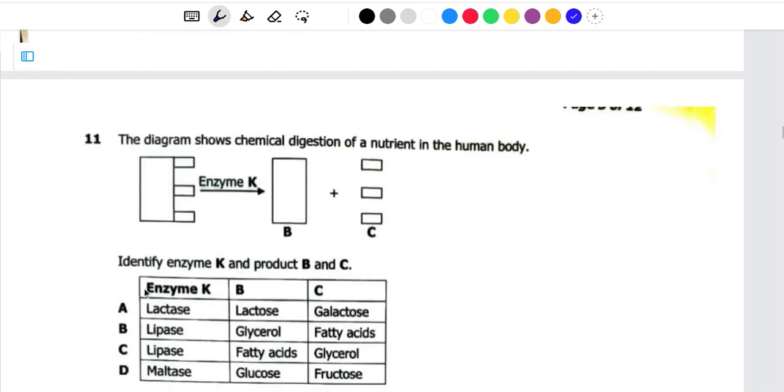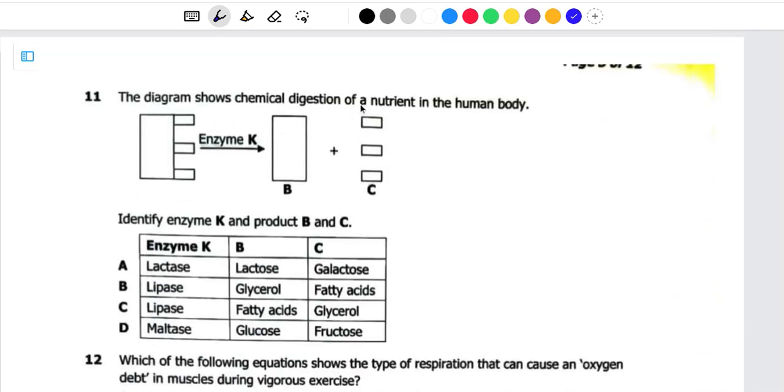Then question 11 is saying the diagram shows chemical digestion of a nutrient in the human body. We have this which is being broken down to form B and C. C is the product here. These are called the free fatty acids. Then this is the glycerol molecule. So you find that this is the lipid. The breaking down of a lipid forms a glycerol molecule as well as free fatty acids.